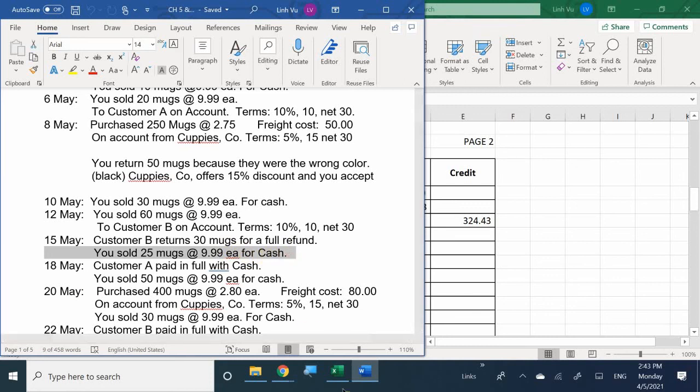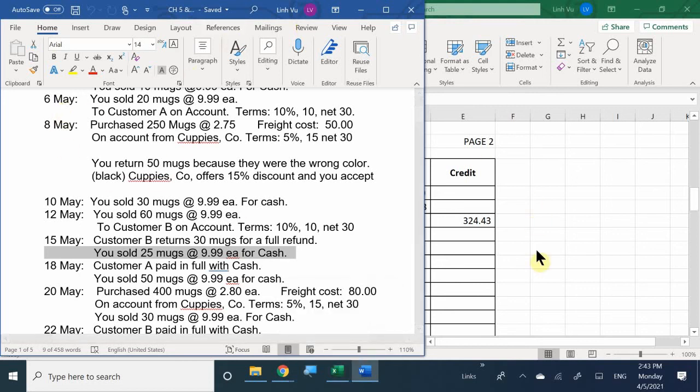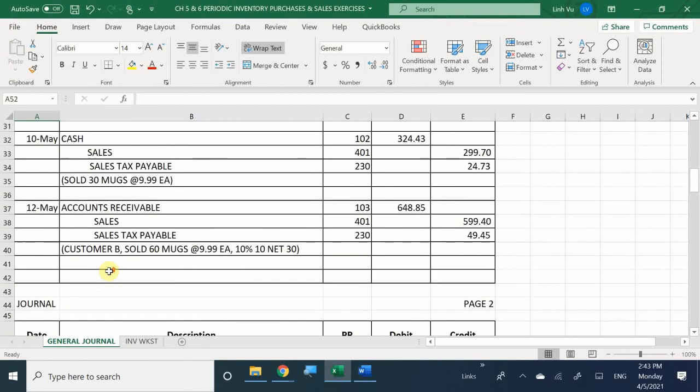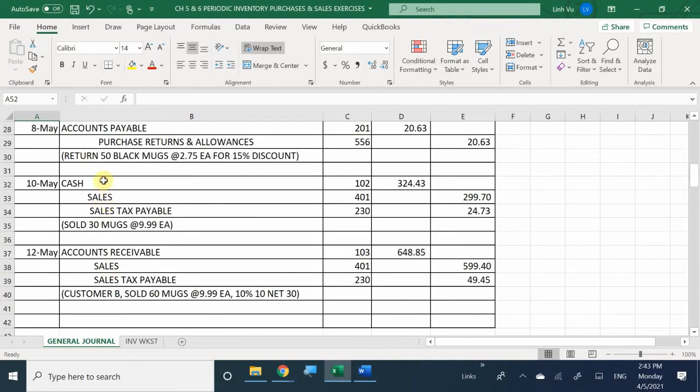We sold 25 mugs for cash. Okay, good. 25 mugs for cash. So what is my journal going to look like? Cash, code 102. Sales 401. Tax 230.